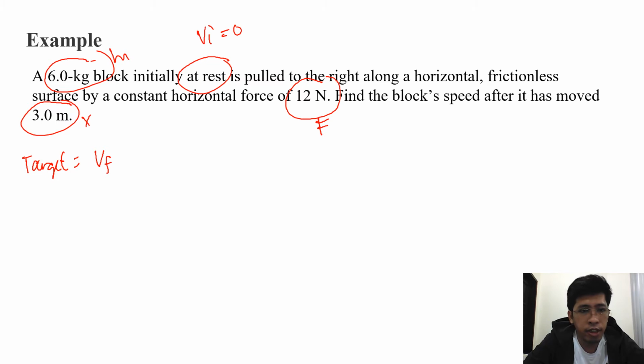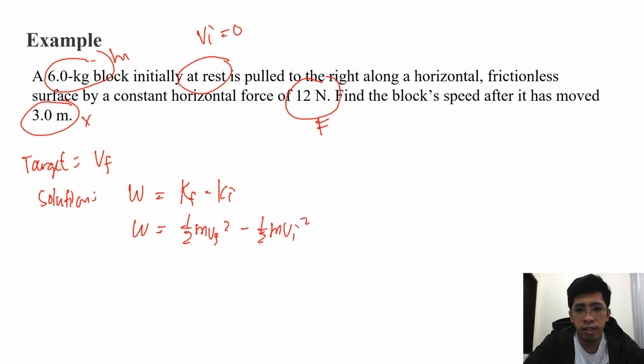From the work kinetic energy theorem, your work is equal to Kf minus Ki. So your work is equal to 1/2 m vf squared minus 1/2 m vi squared. Now this is just 0 here because your initial velocity is 0. So we can use this to find your velocity vf. Your work is just your force times your displacement s.